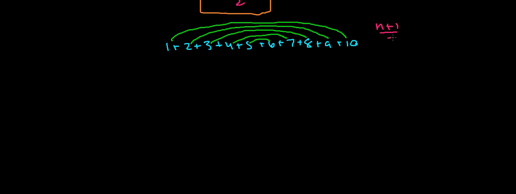N plus 1 over 2. And how many of them are there? Well, there are n of them. There are 10 in this case, n. So that one was really easy.